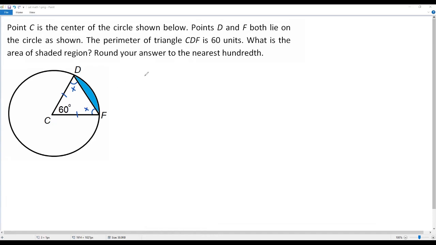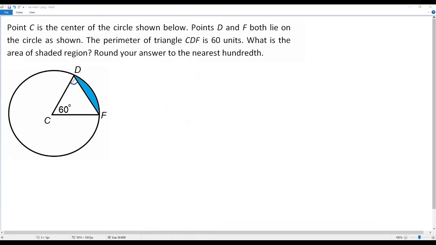Now let me add the three interior angles of the triangle CDF, that is x + x + 60 degrees. We know that in any triangle, the three interior angles add up to 180 degrees. We have 2x + 60 degrees on the left side. On the right side, we have 180 degrees. Now let's subtract 60 degrees from both sides. We get 2x equals 120 degrees. Let's divide both sides of the equation by 2. Then we get x equals 60 degrees. Here I got the value of x, that is 60 degrees.